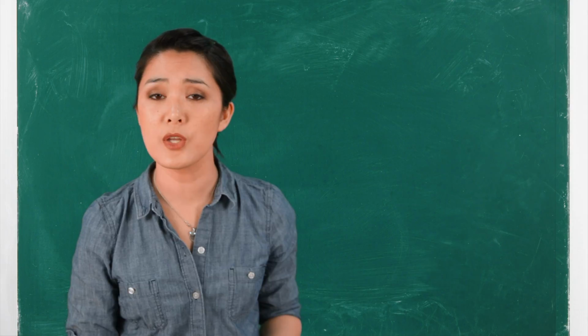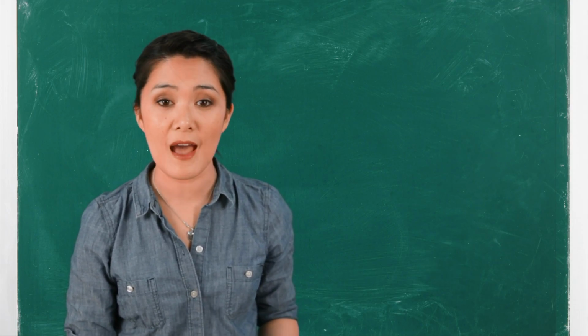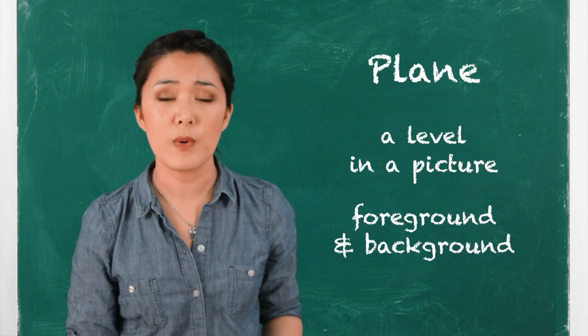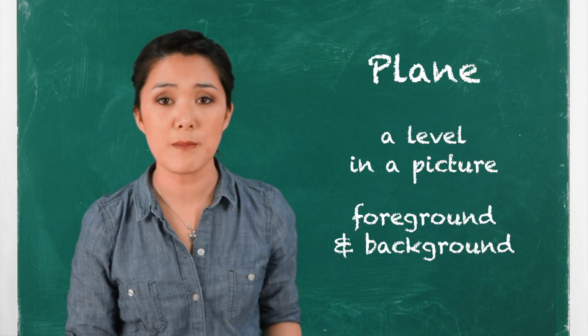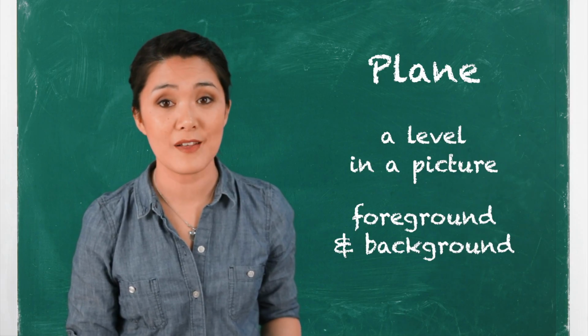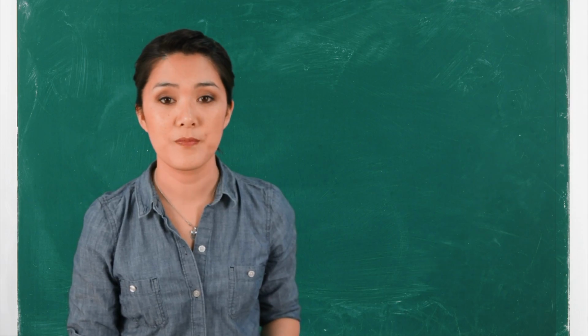In this video, we're going to use the word plane. Now, we're not talking about an airplane that flies in the sky. We're actually talking about a level in a picture. We might use the word foreground, that means the front level of a picture, or background, the back level of a picture. Let's look at some examples of balance.